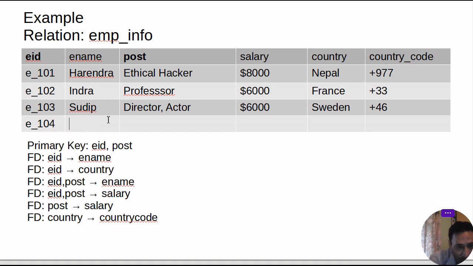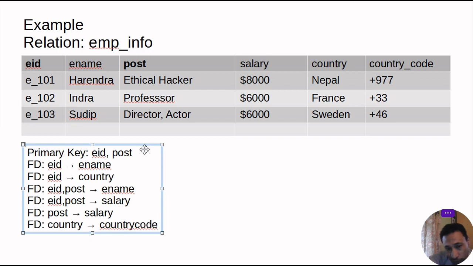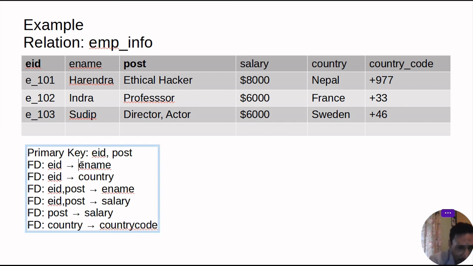In this table, employee ID and post are made primary key. So according to the functional dependency, we know that all the non-key attributes are dependent upon the primary key. Here primary key is EID and post. Primary key is formed with the combination of 2 attributes, EID and post, and non-key attributes are employee name, salary, country, country code. These non-key attributes are dependent upon EID and post. And there we are given some functional dependencies. Employee ID determines ename, employee ID determines country, etc.